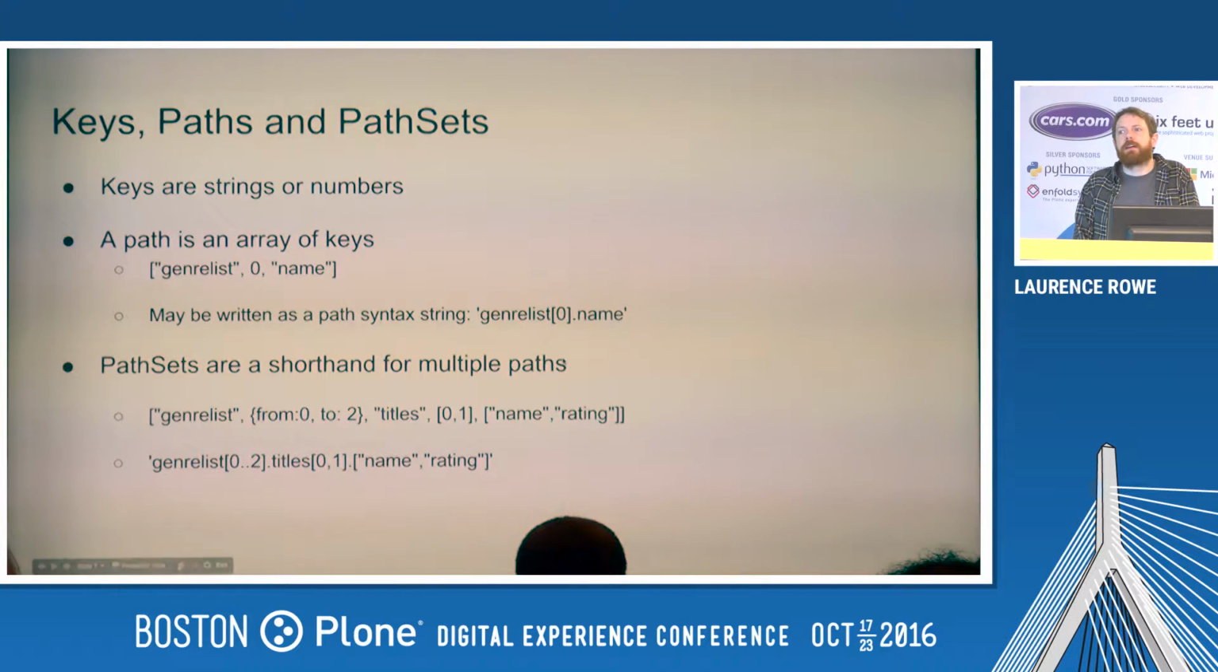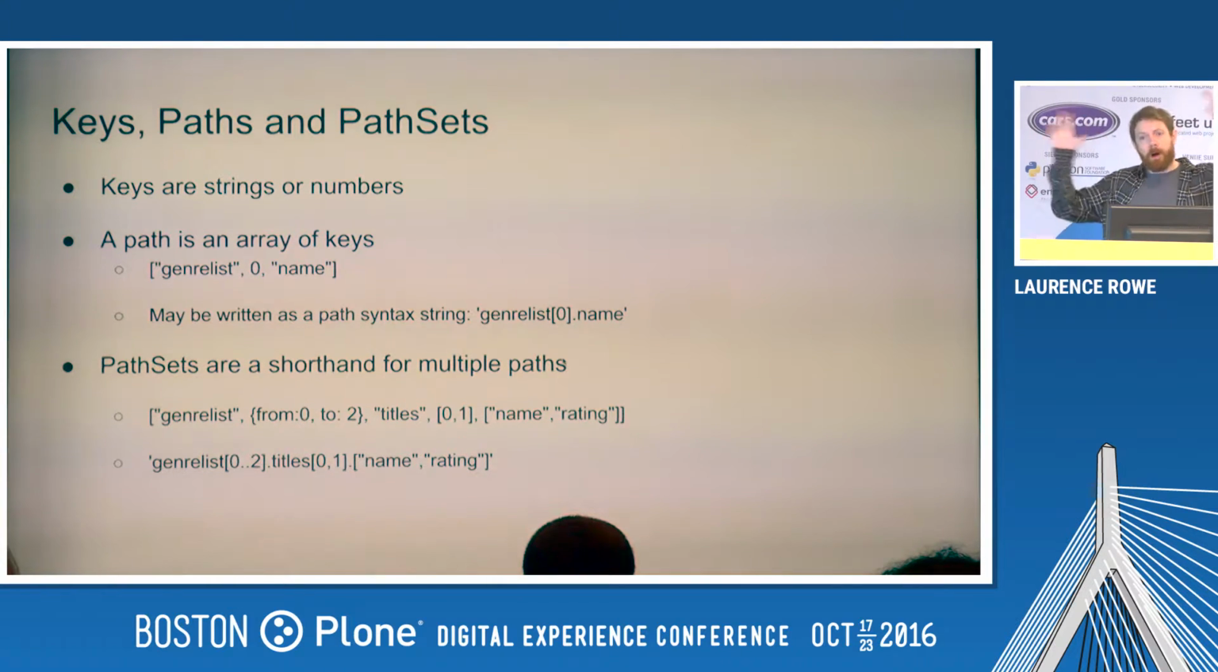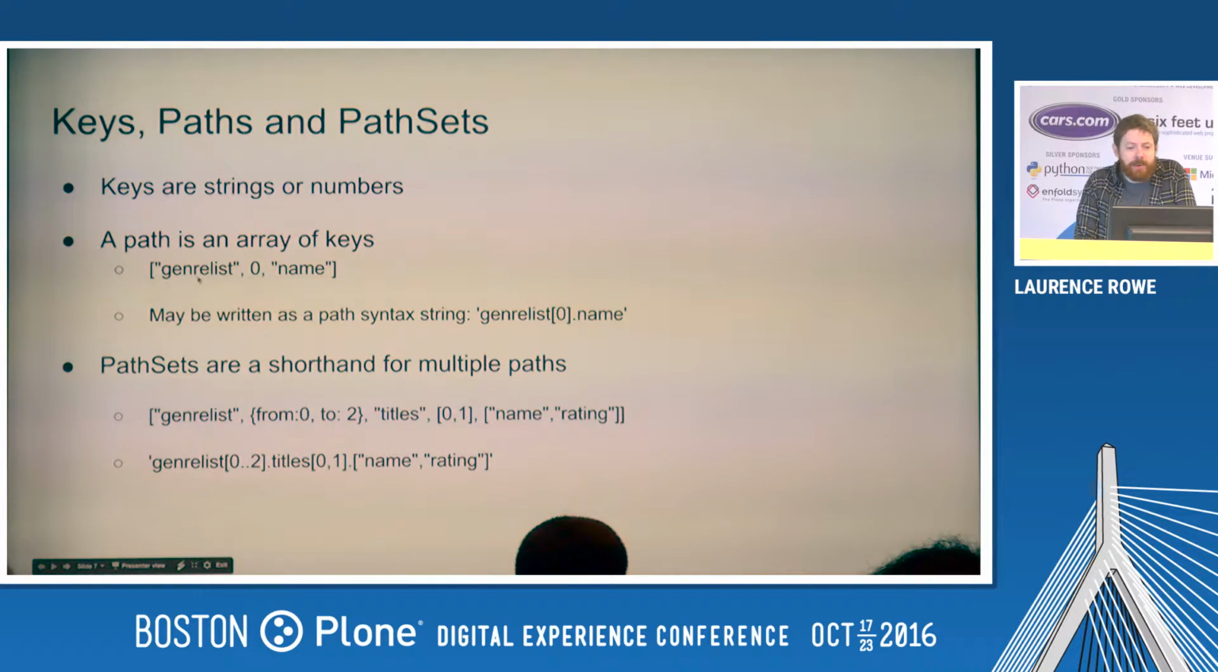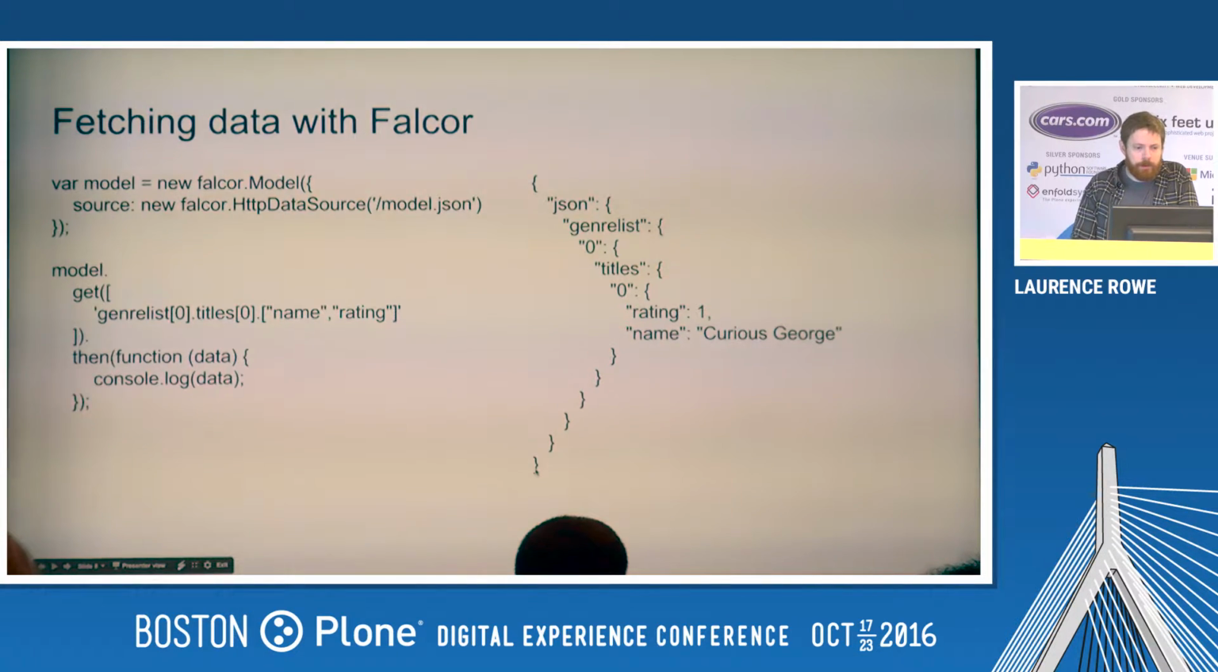The overall core idea of Falcor is that we're just trying to choose which part of the graph we want, and everything is essentially a big JSON document. Each value has a particular path, but we normally want to request a number of them, so we can combine them together in this shorthand path set syntax. So what does it look like from the client side to fetch data with Falcor?